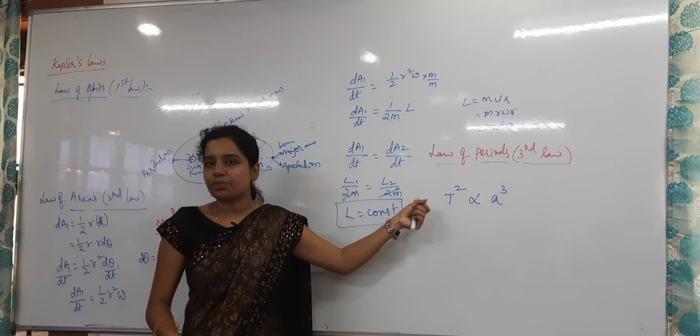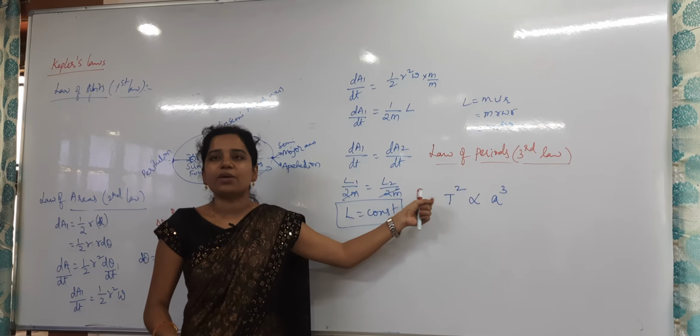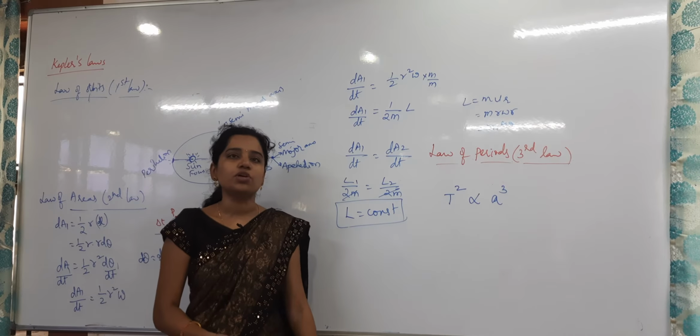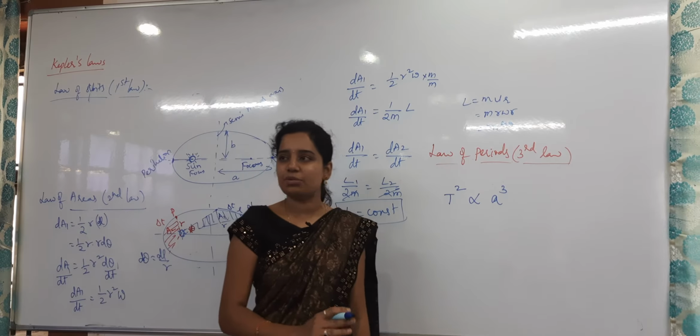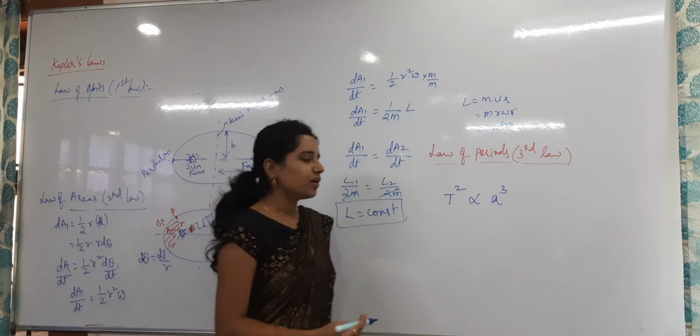Kepler's third law states that the square of the time period is directly proportional to the cube of the radius of which axis? Semi-major axis. Only the semi-major axis you have to take. How did we get that? I will prove.